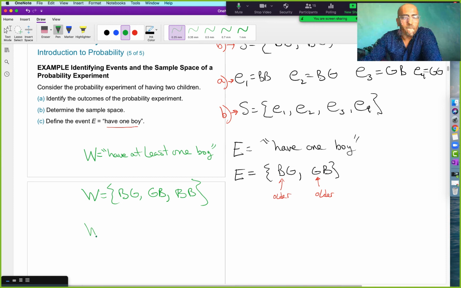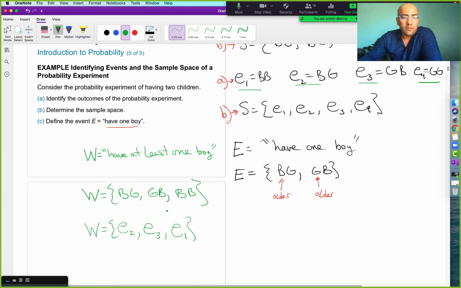Good. Okay, and now we can also use this other notation we created up here to describe this. So BG is also otherwise known as E sub 2. GB is also otherwise known as E3. And BB is known as E1.